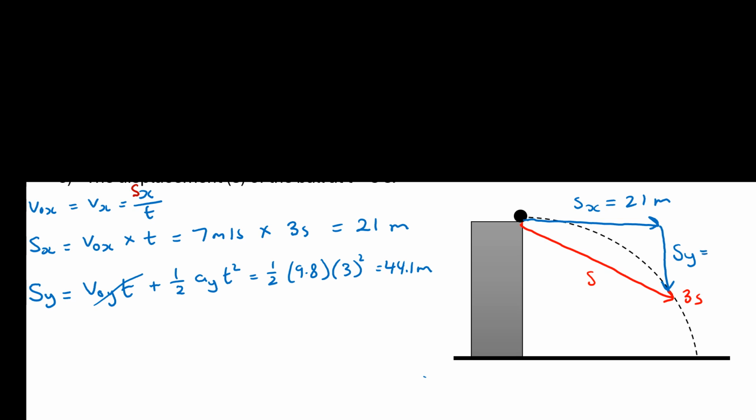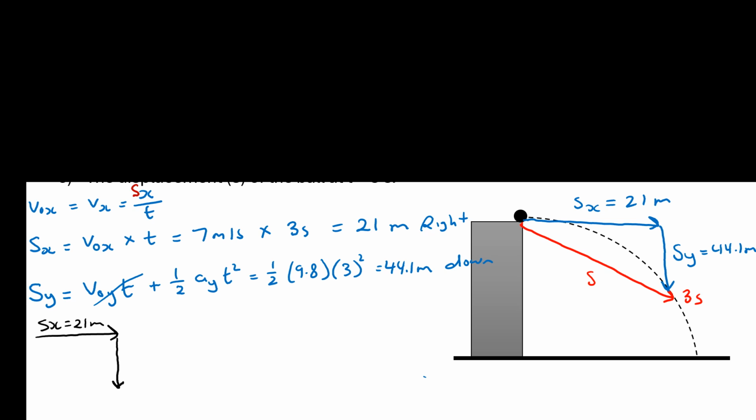So Sy equals 44.1 meters downwards, as we can see here. So Sx is to the right and Sy is downwards. Alright, and now we draw the vector diagram. Sx is 21 meters to the right, so this is Sx, and Sy is acting downwards. The line is supposed to be longer because 44 meters is greater than 21 meters.